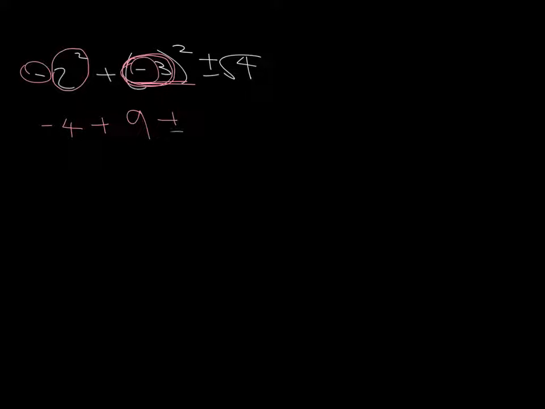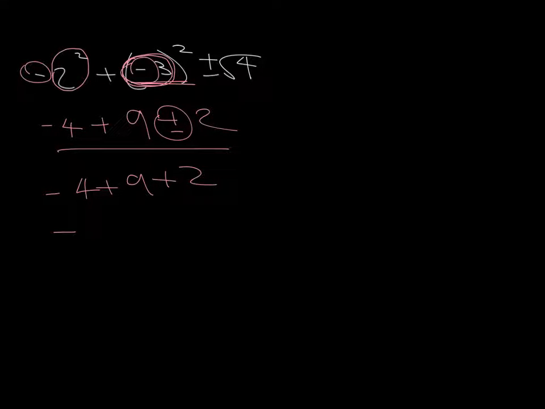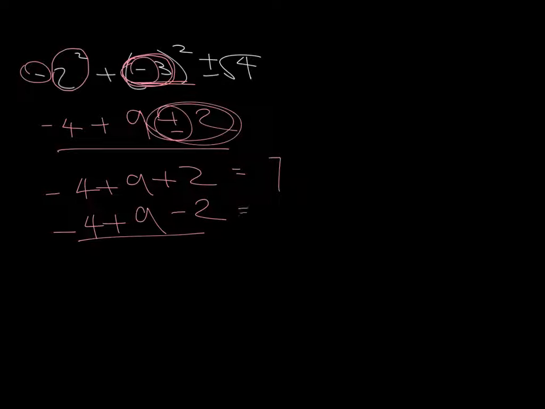Plus or minus the square root of 4. What's the square root of 4? 2. So my answer is negative 4 plus 9 plus 2, or negative 4 plus 9 minus 2. So this plus or minus means I'm going to get two answers. I'm going to add 2 and I'm going to subtract 2. So this gives me 7, and this one gives me 3. So I actually get two different answers for this problem. Okay, I get a 7 or a 3 for this.